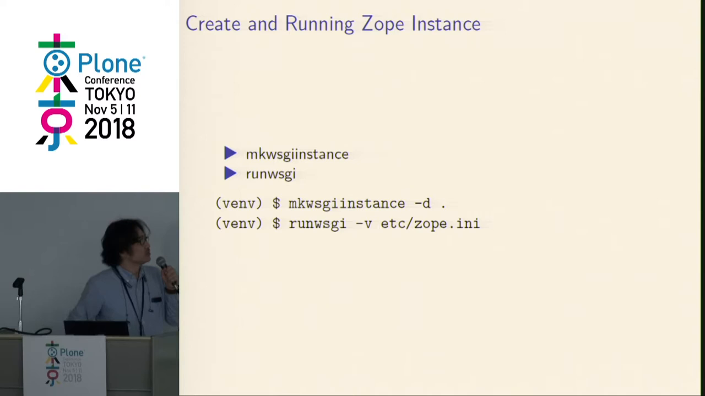Create and run a Zope instance. Now Zope runs on the WSGI server. First, mkwsgiinstance. This command creates ZODB and some configuration files, and runs the WSGI command to run the Zope instance.